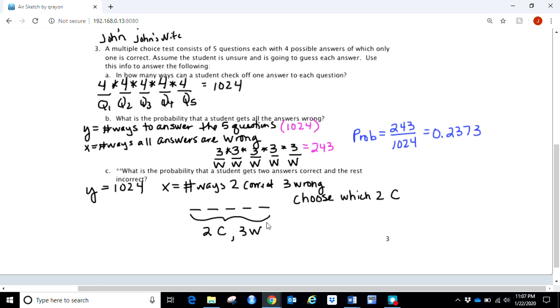We could actually count through this if we wanted to. So the first and second could be correct. The first and third could be correct. The first and fourth could be correct. I could go through and count this, but let's see if we can figure out how to calculate this without counting it. First question: if I were to get the first question right, can I get the first question right again? No, so I can't reuse choices. Once I've chosen one of these to be correct, I have to choose another one to be my other one that's correct. So I should be thinking this N and R idea.